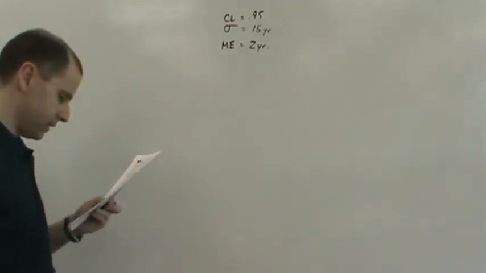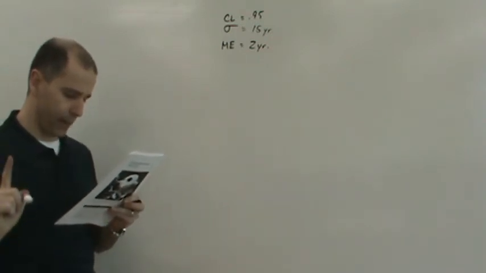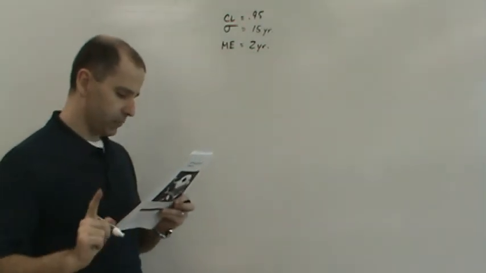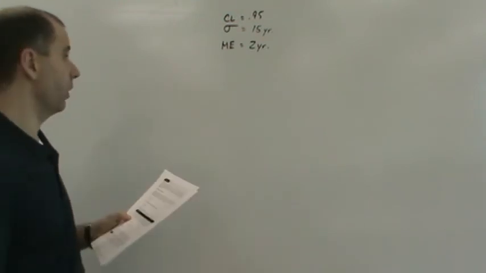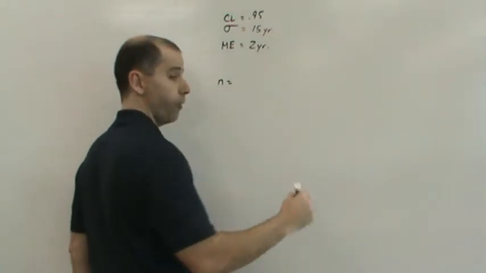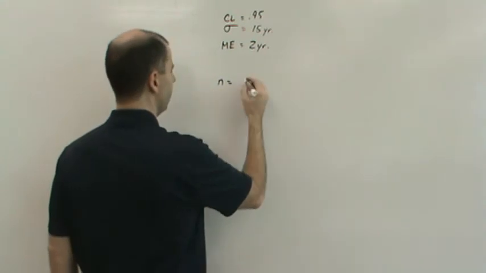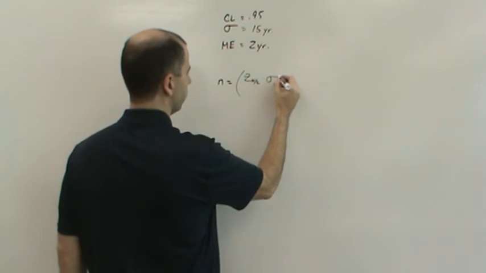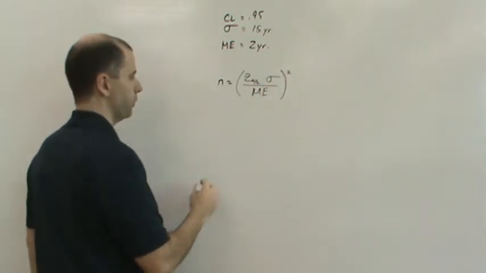Okay, good. Now it says, hey, we want to be within 2 years of the true population mean age for Foothill College students. How many randomly selected Foothill College students must be surveyed? Okay, well, now we're going to use our trusty dusty formula, and there's no function on your calculator to do this, so you're just going to have to use the formula. So it's going to be this formula here. And all we're going to do is plug and chug.